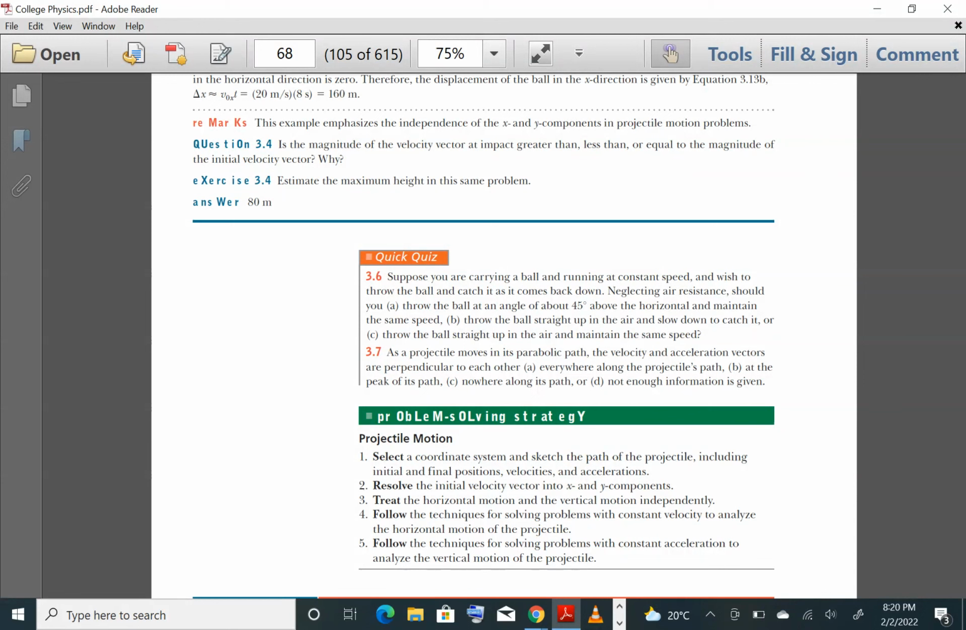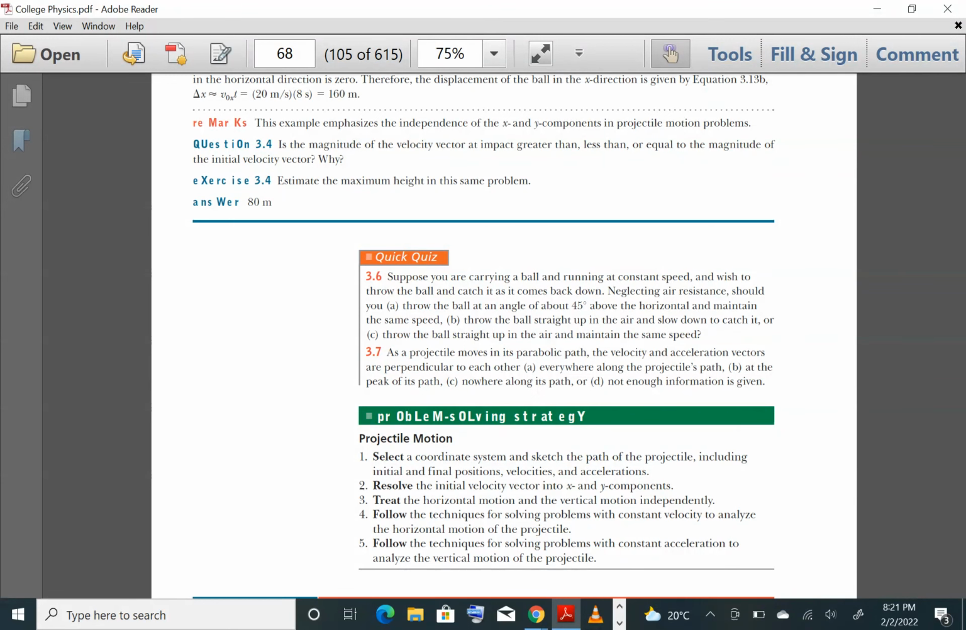Follow the techniques of solving problems with constant velocity to analyze the horizontal motion of the projectile. So constant velocity, because what is acceleration? Zero. Remember, acceleration is the rate of change of velocity. So if there is no acceleration, it means that there is no rate of change of velocity. So when acceleration is zero, as it is in the horizontal component of the motion, our velocity is going to be constant.